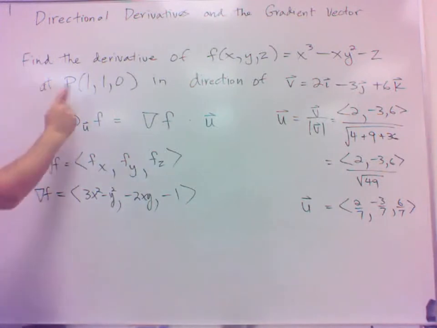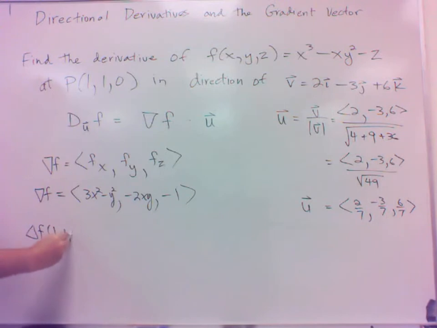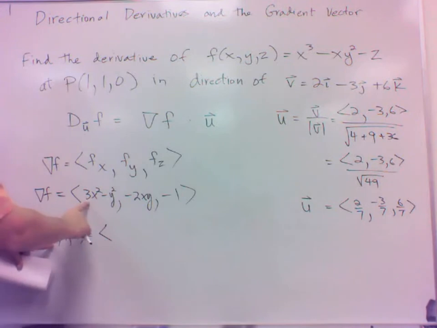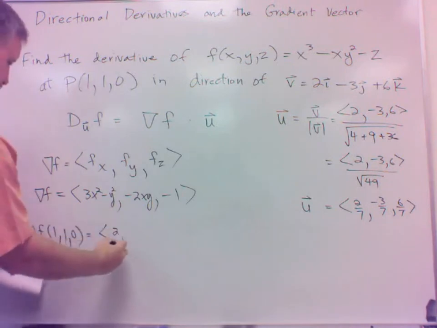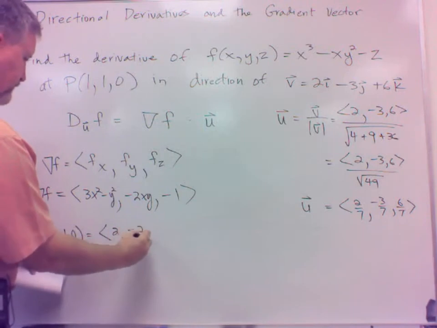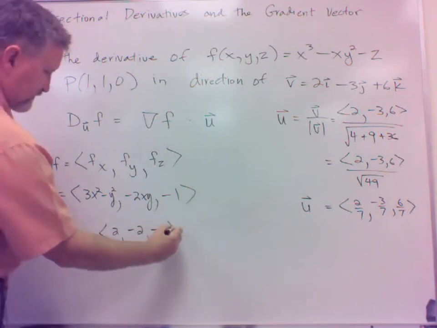Right, so at (1, 1, 0), what do we got? We got 3 minus 1, so that'd be 2. Negative 2 times 1 times 1, so that'd be negative 2. And then z is just a constant, so it's negative 1.